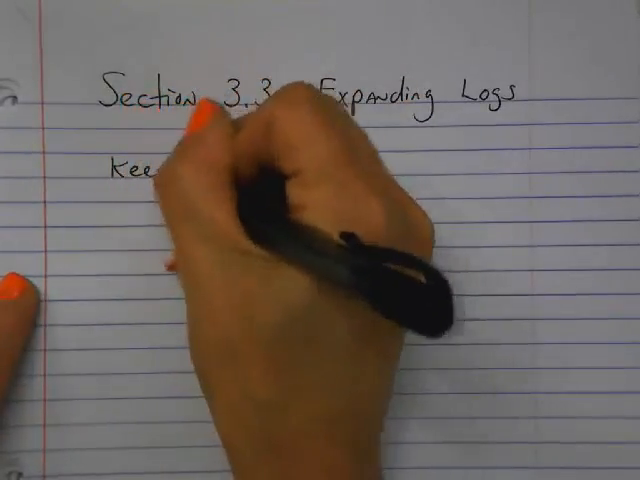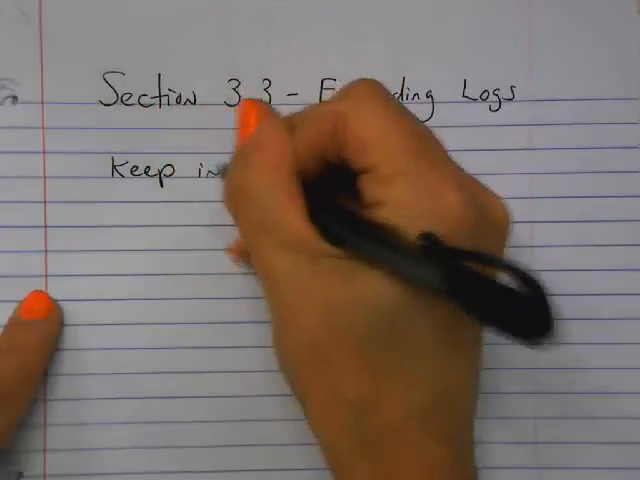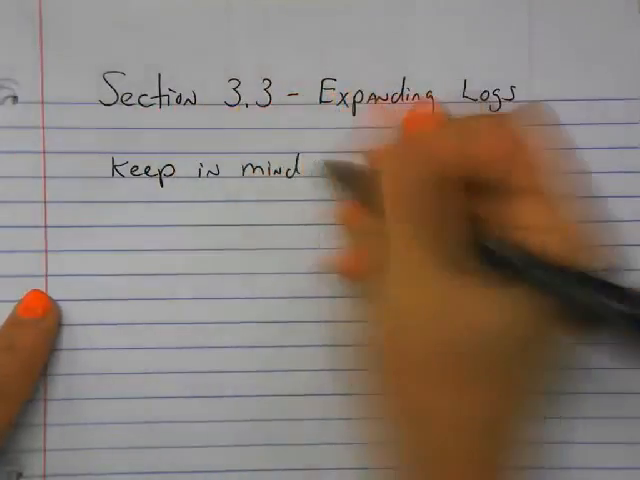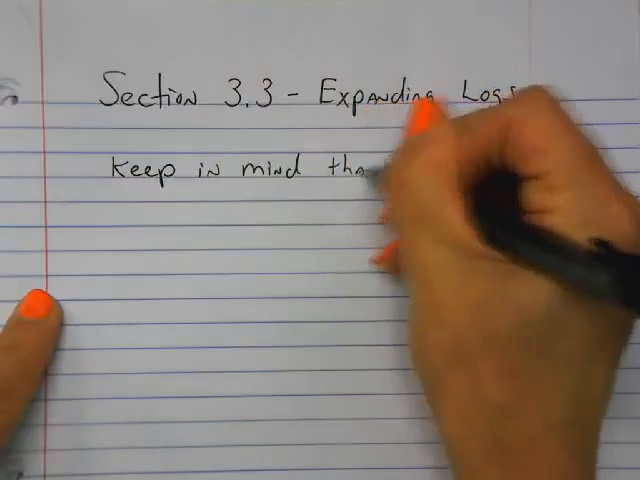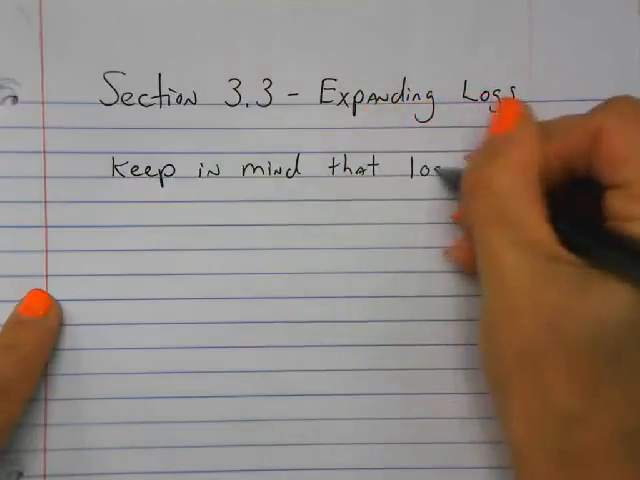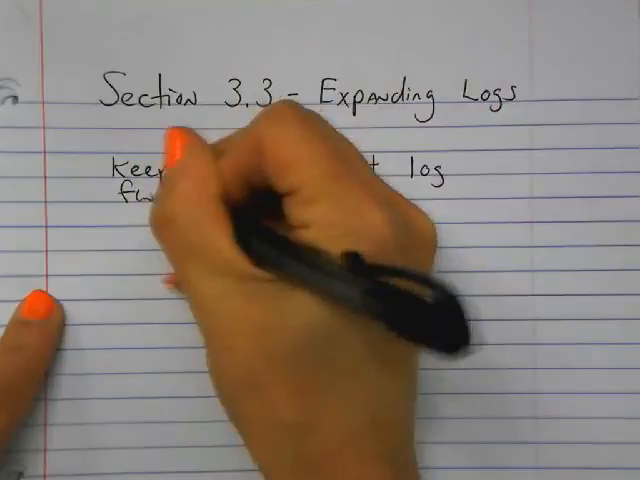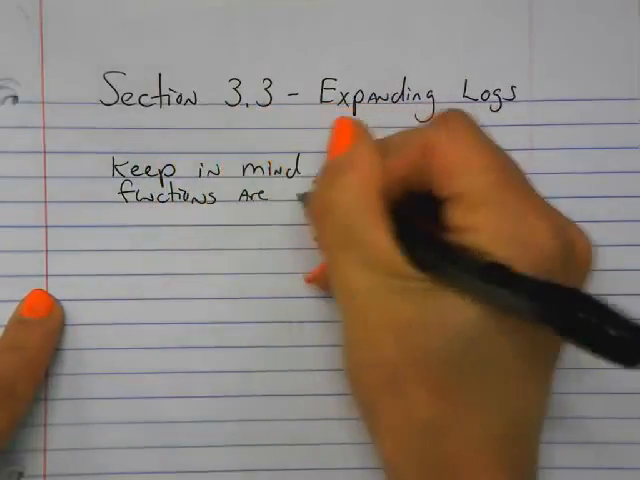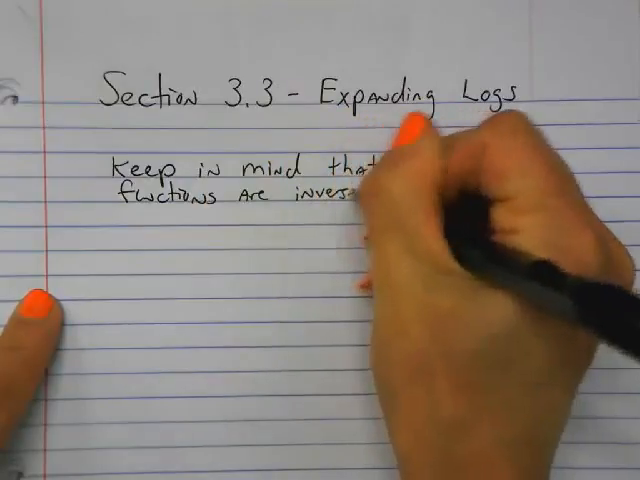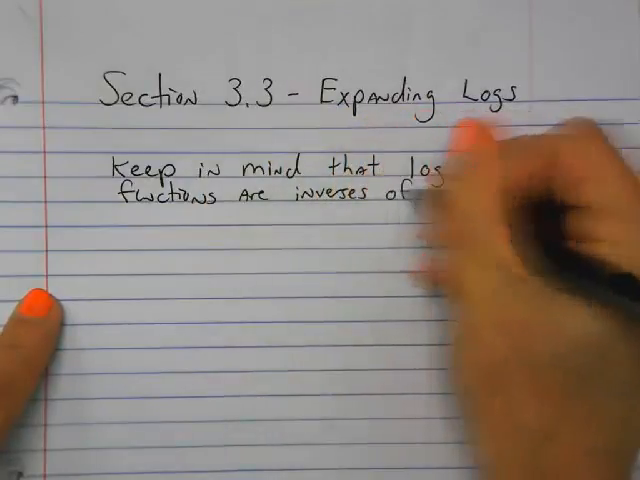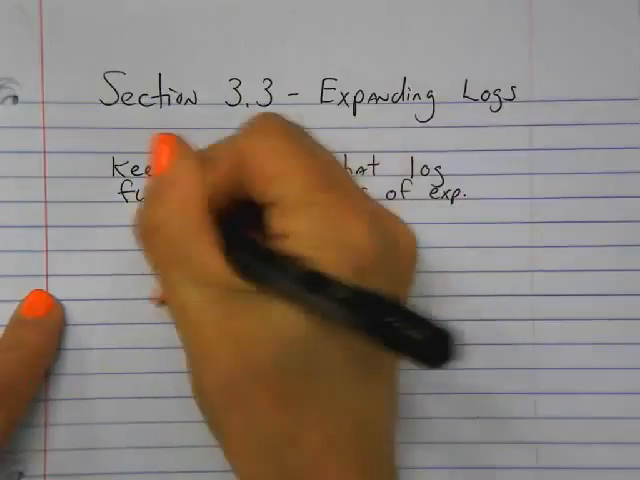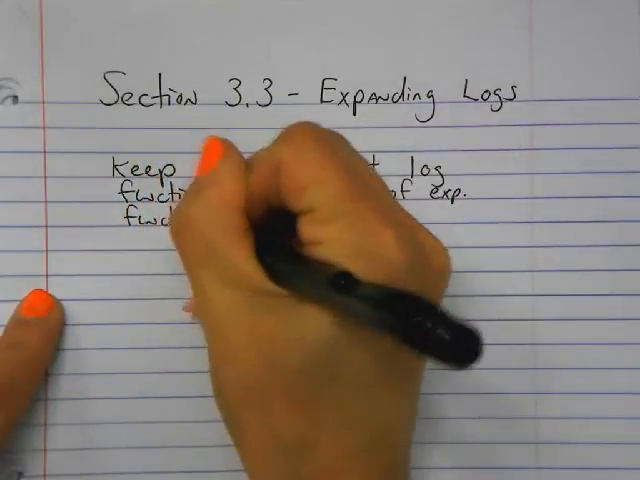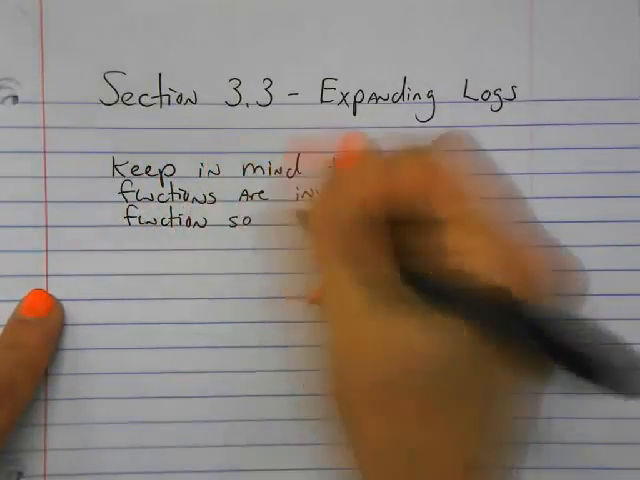Alright, so the first thing I want you to keep in mind is that logarithmic functions are inverses of exponential functions. So think backwards.